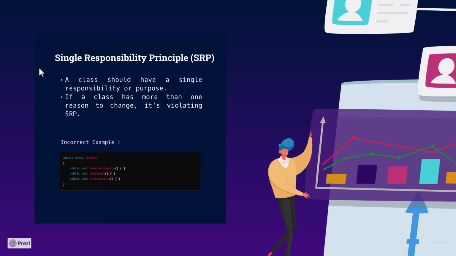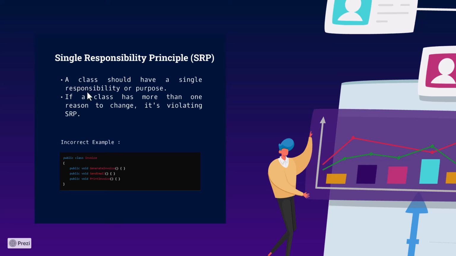A class should have a single responsibility or purpose. If a class has more than one reason to change, it's violating the SRP. So there's an incorrect example right here, which is Invoice. We have 3 different actions as void functions in the class: generate invoice, send email, and print invoice.